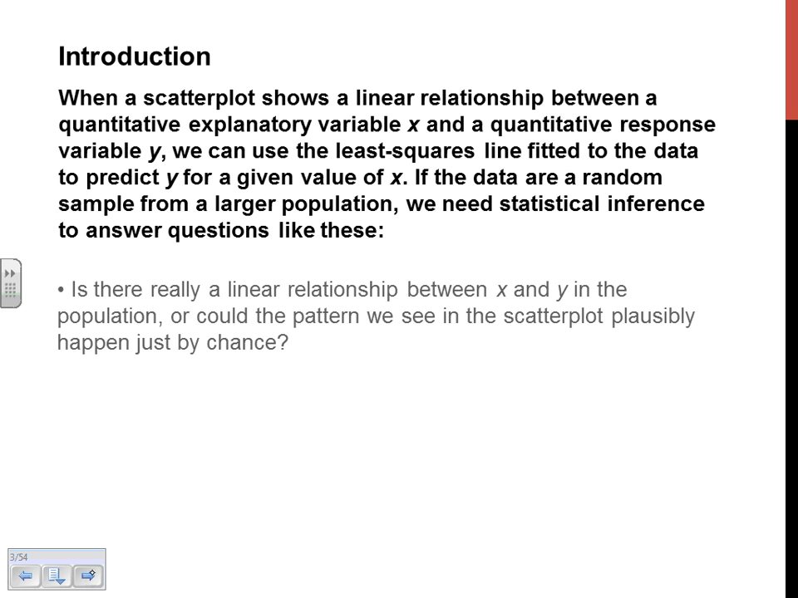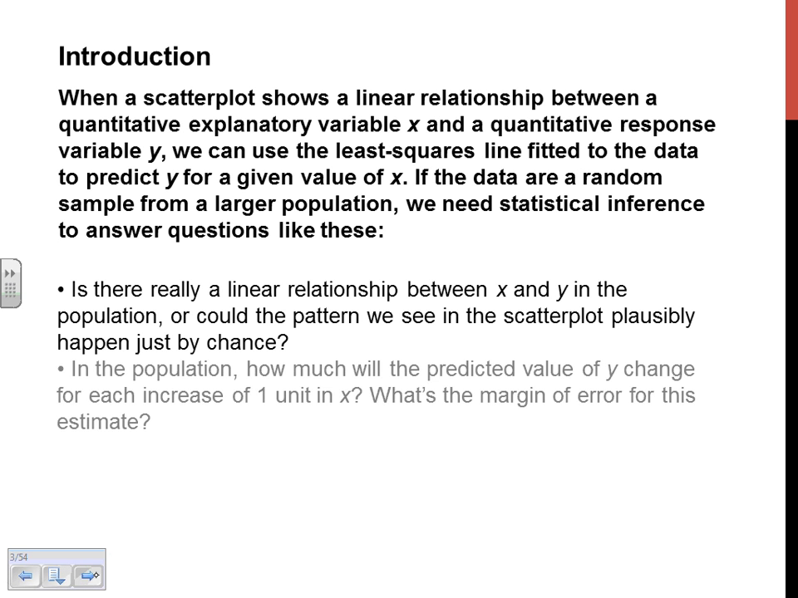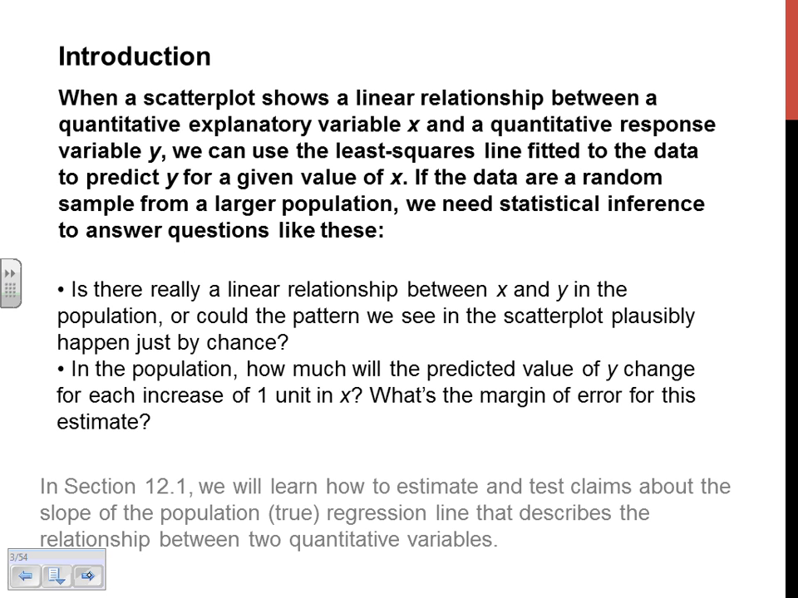Is there really a linear relationship between x and y in the population, or could the pattern we see in the scatter plot possibly just happen by chance? In the population, how much will the predicted value of y change for each increase of 1 unit in x? What's the margin of error for this estimate? And in section 12.1, we will learn how to estimate and test claims about the slope of the population, or true, regression line that describes the relationship between two quantitative variables.